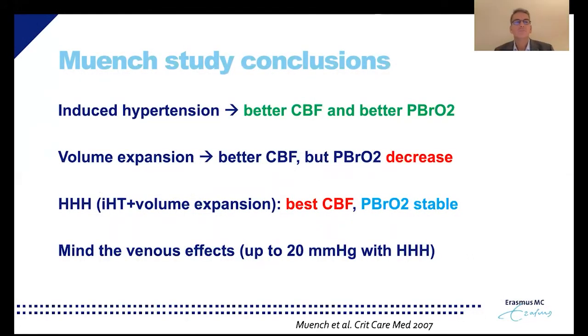So this study shows that induced hypertension leads to better cerebral blood flow and better cerebral oxygenation. Volume expansion alone gives better cerebral blood flow, but a decrease in cerebral oxygenation. And the combination, so the classic SAH, gives the best increase in cerebral blood flow, but it does not really improve the cerebral oxygenation. And you should really mind the venous effect. So there's, I think, really a signal of venous congestion because of the strong increase of central venous pressure with SAH therapy.